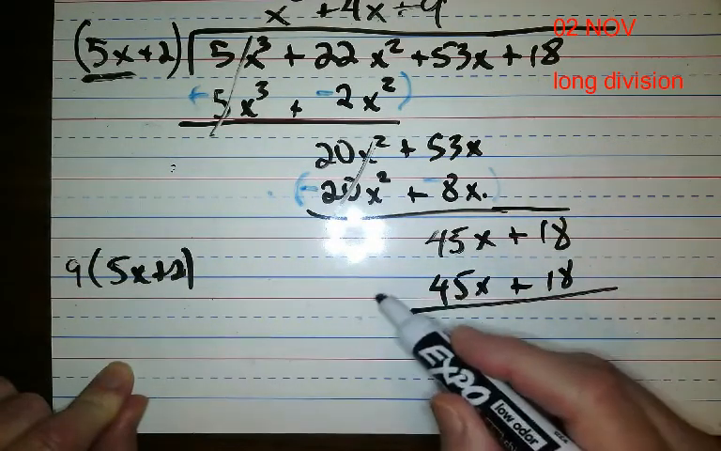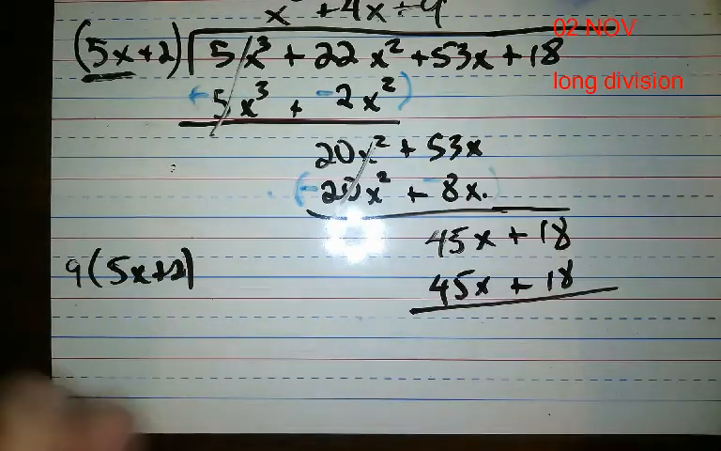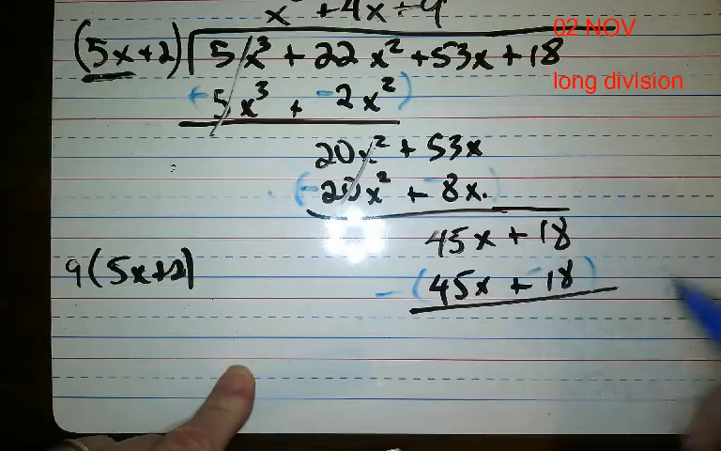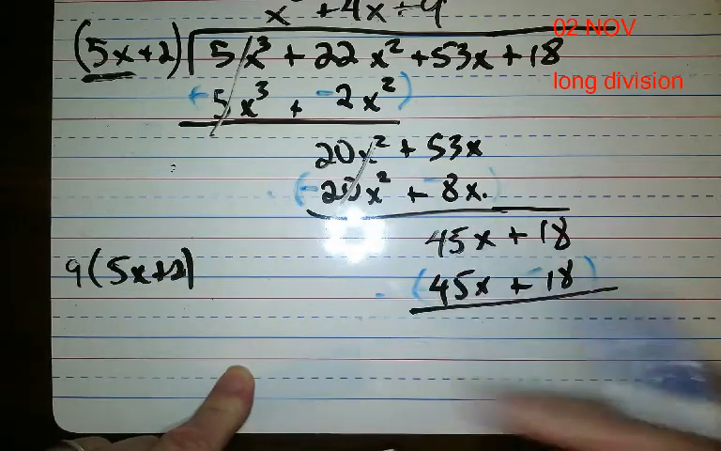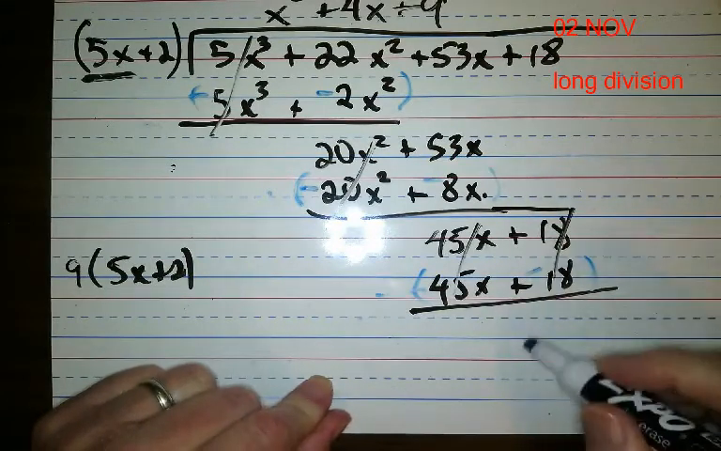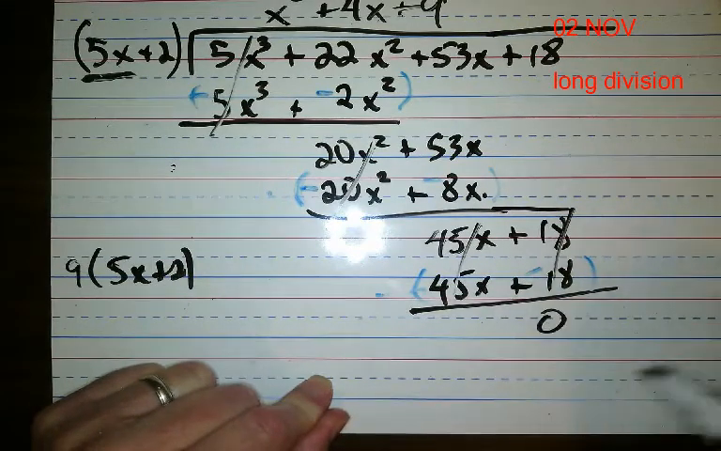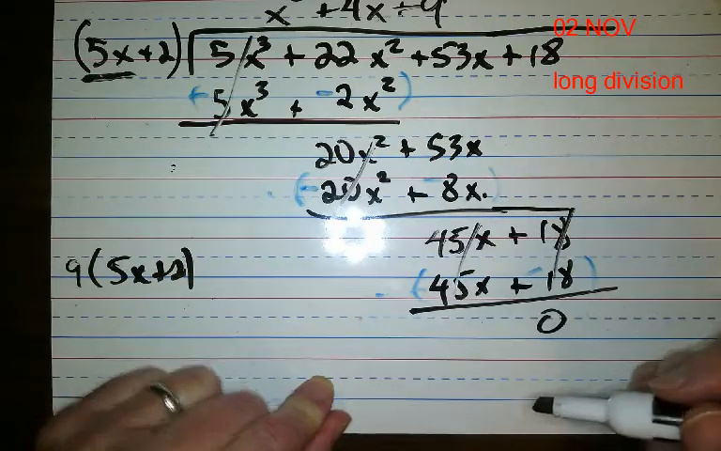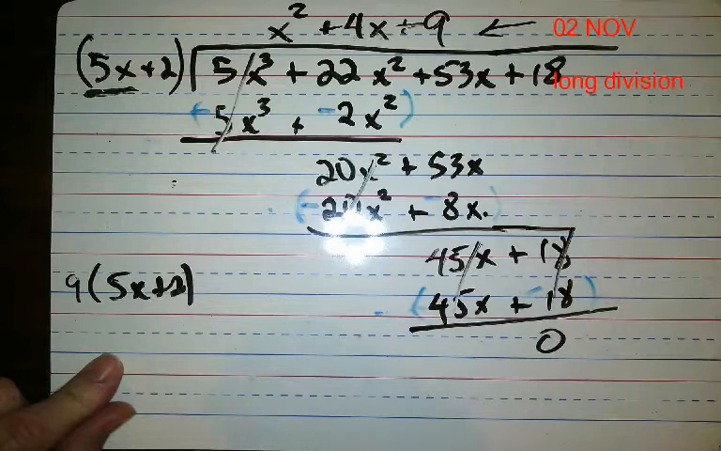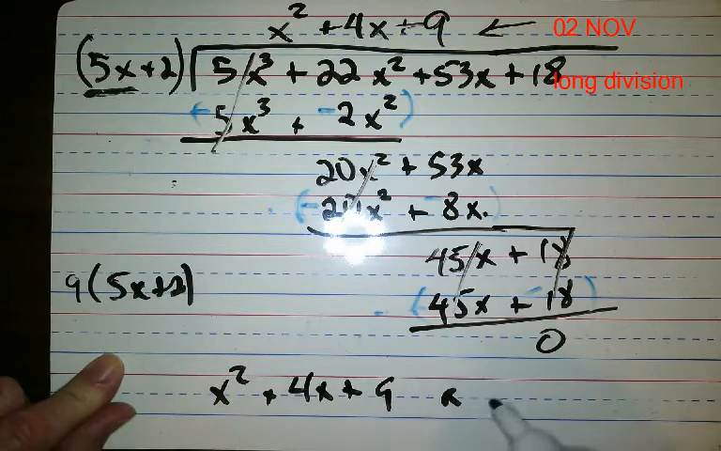Then I have to subtract. So when I subtract the whole thing, remember I'm making this subtraction, I'm making that subtraction. They both cancel out. Hey, remainder 0. So what's the answer to this question? The answer is up here, this is the quotient, x squared plus 4x plus 9, remainder 0. Right? That's all you have to do.